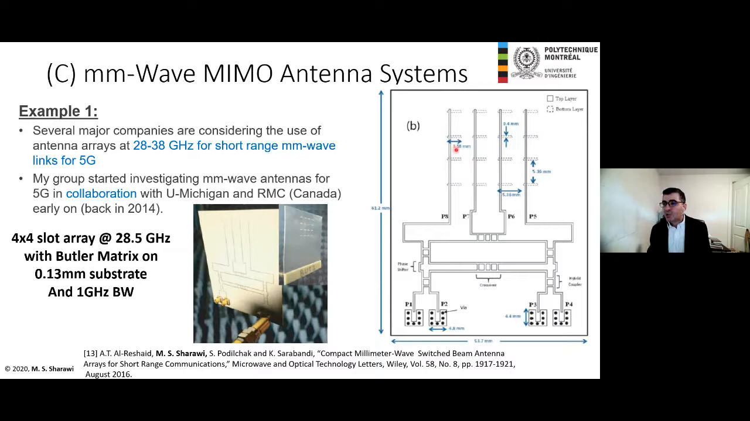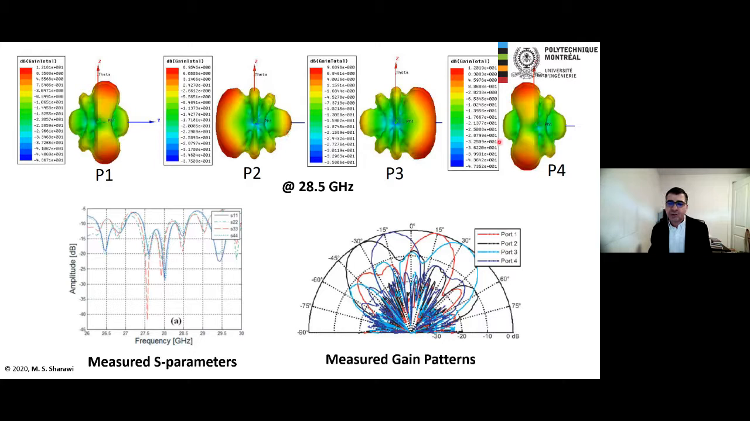And as you can see here, this was just a single array. So if we could put two arrays, we can have a MIMO. You can see here clearly the different beams that are obtained from the switching characteristics. And this was the 2D pattern that was measured in a chamber. As you can see, the matching was over about 800 megahertz or so.